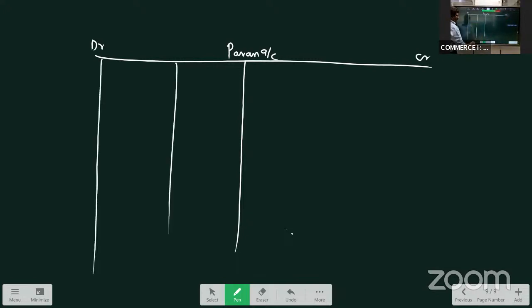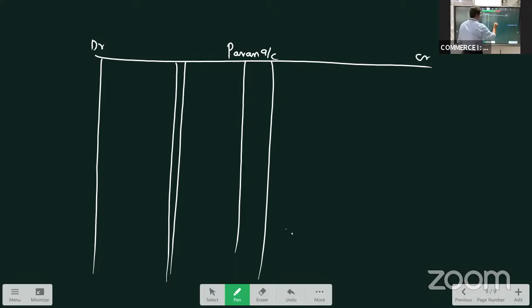What is the format of ledger I told you yesterday? A ledger is divided into two parts. Here we write the name of the ledger. What are we preparing? We are preparing Pawan account. So we write the name of the ledger in the middle. The left hand side is the debit side. The right hand side is the credit side. Okay. This is the date column, particulars column, JF, amount. Similarly, date, particulars, JF, amount.